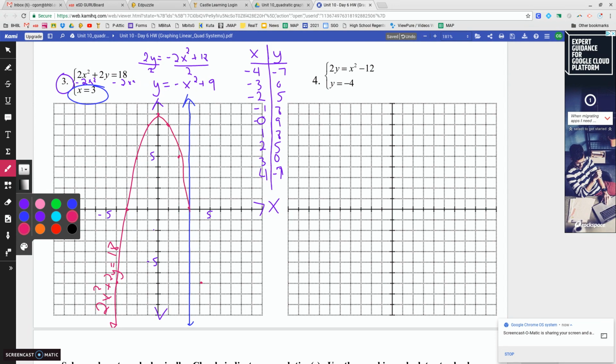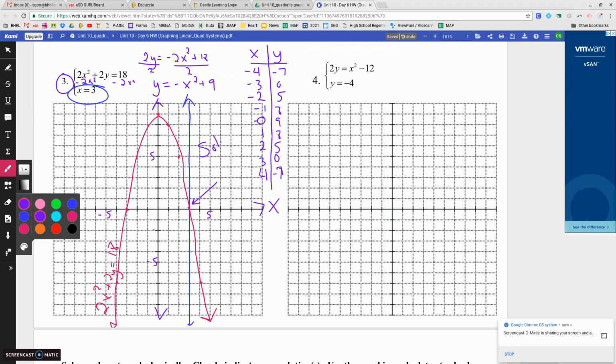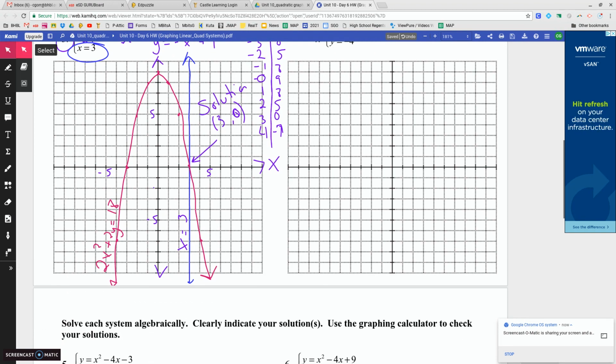What I'm seeing now is that this actually had one intersection point. That intersection point's right there, and so my solution is the point 3, 0. And this is a question that cannot be checked on the graphing calculator. Make sure that that's labeled, because again, I cannot graph x equals 3 in there. All right, let's move on to an algebraic.